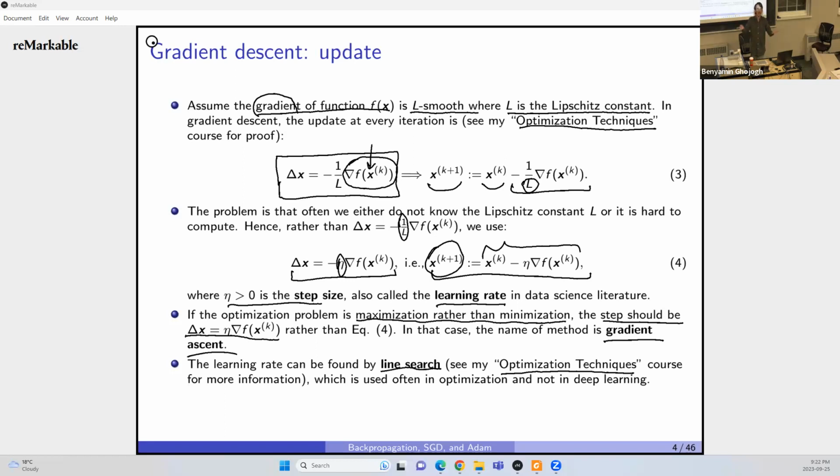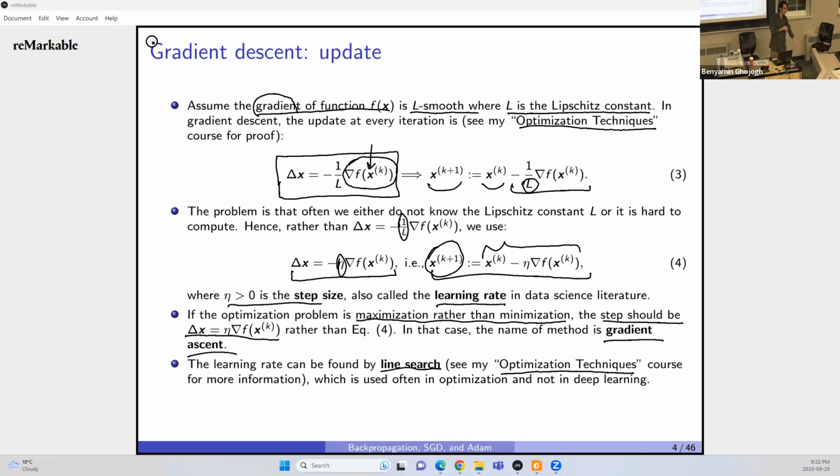If not, halve the eta or decrease the eta. They usually halve it, okay? Then do this again. Check and decrease eta until this is satisfied, until the cost value of the next solution becomes less than the cost function of the previous solution. Clear? This is called line search.